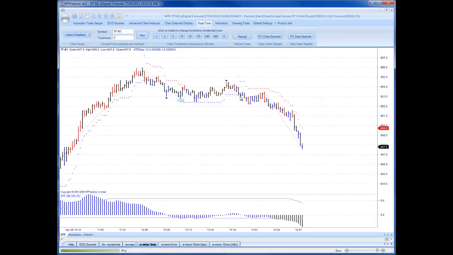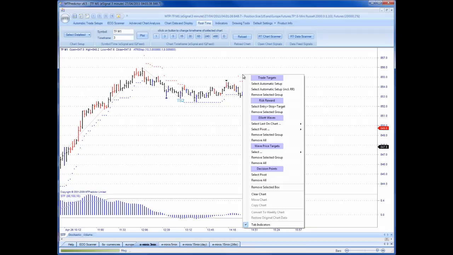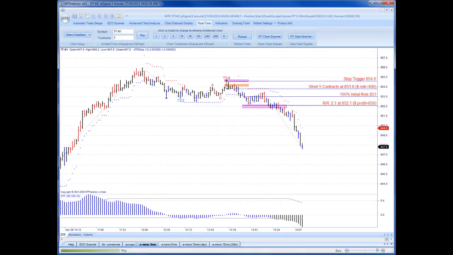But the setup I'd like to look at is this particular one here. The reason it's a history triangle is because these two bars have equal highs, therefore it's a double top. But if I put the analysis on here, you can see this was a TS4 sell setup.